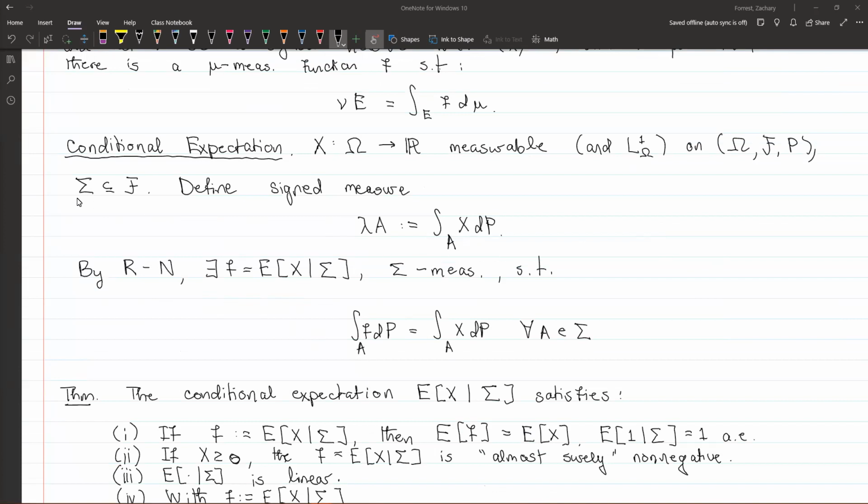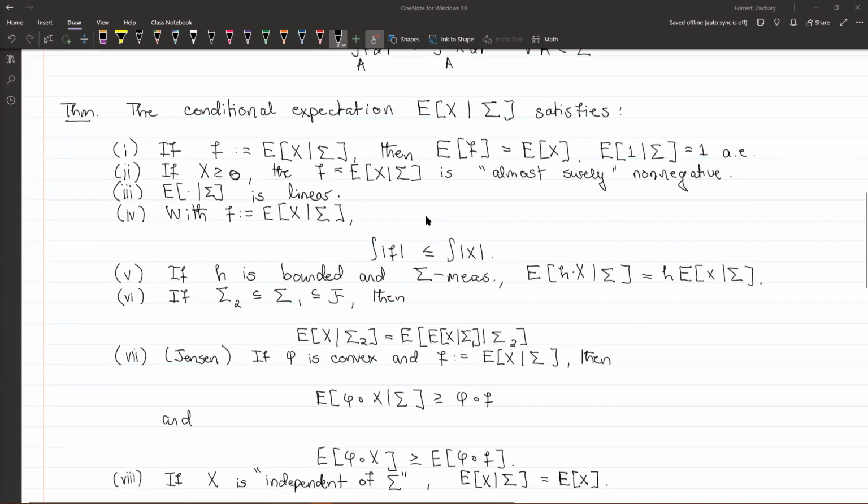So in general, we'll have at least 2 sigma algebras for our probability measure, call them sigma and f. And in those circumstances, if we have a random variable which is integrable, call it x, then the conditional expectation of x relative to the sub-sigma algebra sigma is a function. It is sigma measurable, and its major property is that if I pick any element of the sigma algebra sigma, then the integral of the expectation, with respect to the probability measure, is equal to the integral of x over the same set with respect to the probability measure.